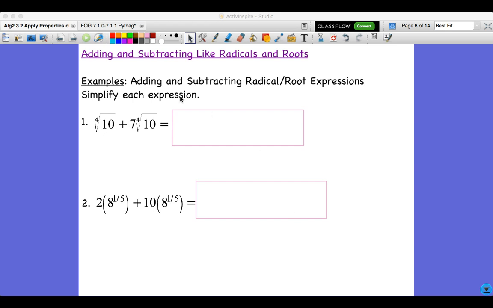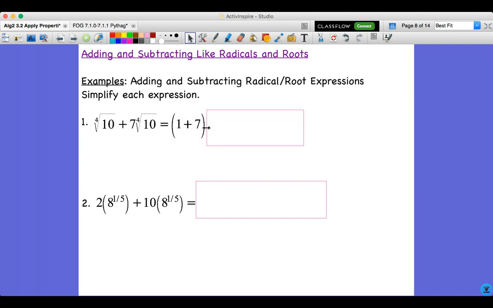Hello, everyone. We are going to continue to practice adding and subtracting like radicals and roots today. So today we have the fourth root of 10 plus 7 fourth root of 10. Now you can think of this fourth root of 10 as a variable, and you need to combine like terms. Since both of these two terms have the fourth root of 10, we're just going to add them.